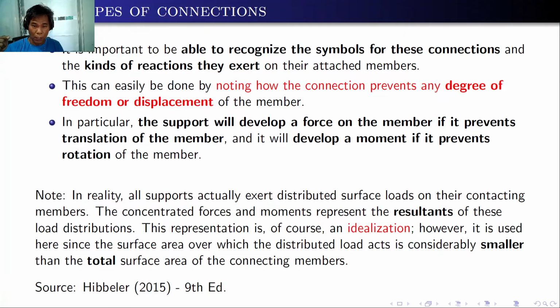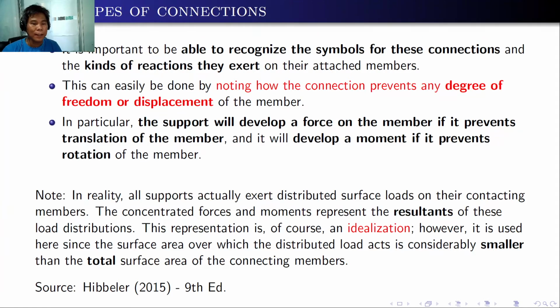So if it will prevent the translation horizontally, then there will be a force that will act on that. Also, if it will prevent vertically, then there will be a reaction vertically. Of course, it will also develop a moment if it prevents rotation of the member. So in that way, if the support will prevent movement horizontally, vertically, and a rotation, then there will be 3 degrees of freedom.